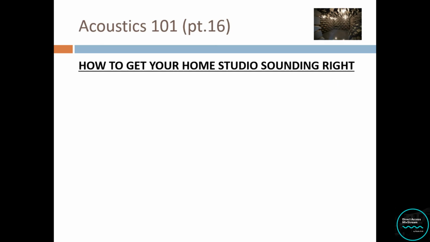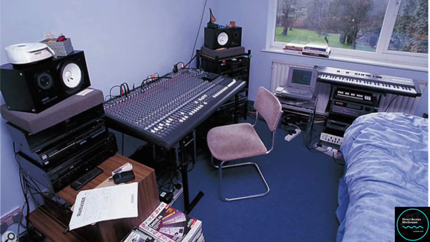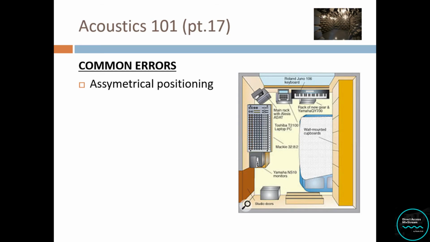Okay, so how do you get your home studio sounding right? Let's take this case study. Look at this home studio. Wow, it's quite messy. So let's look at some of the problems. Number one, asymmetrical positioning. Asymmetry means that the positioning of your speakers, especially, and all equipment is not symmetrical. It's off to one side. That will automatically give you some problems with the reflections.